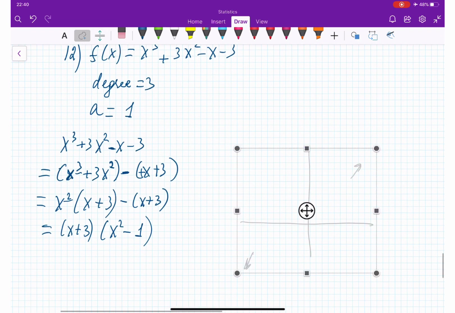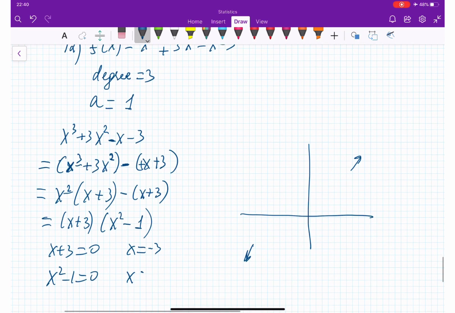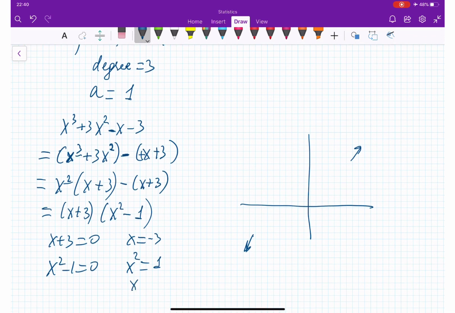Okay, so I have x plus 3 equals 0, so my x is equal to negative 3. And I have x squared minus 1 equals 0, which means x is equal to positive 1, and x is equal to plus or minus 1. We have 3 points: negative 3, plus or minus 1. So, negative 1, positive 1.